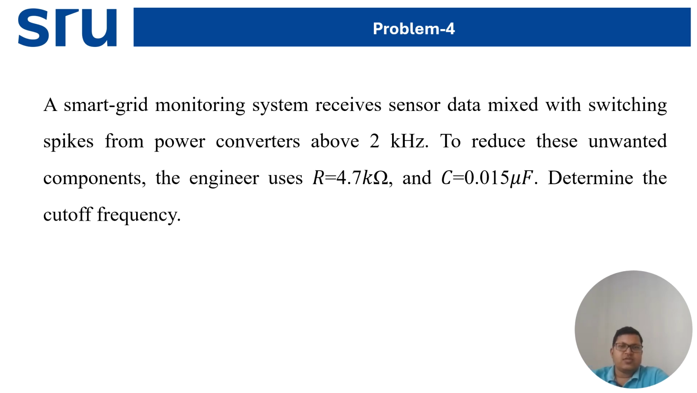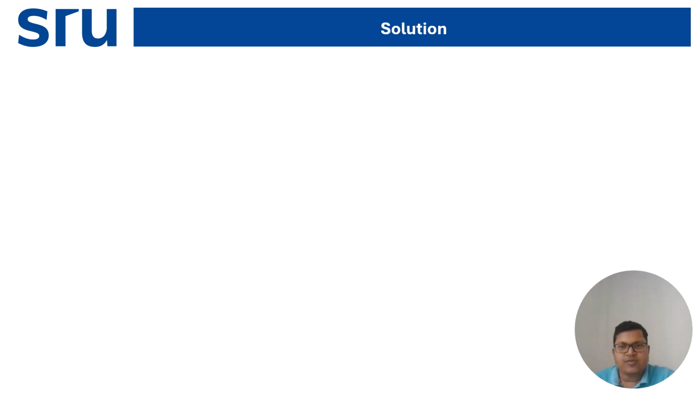So we'll try to see which kind of filter it is asking for. The sensor data is mixed with switching spikes from power converters above 2 kilohertz, so that means this will be a low pass filter, right? But here the cutoff frequency is not given, we have to find it. So we understood that this will be a low pass filter. Now we will see how to find the cutoff frequency.